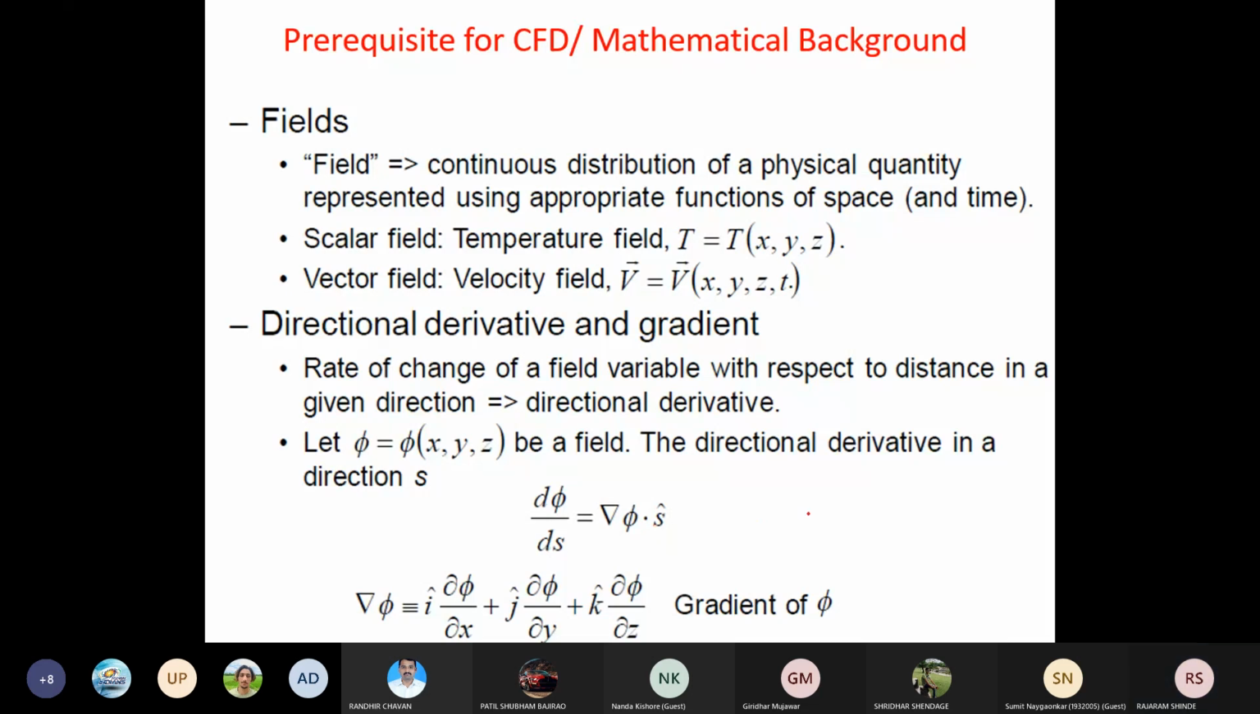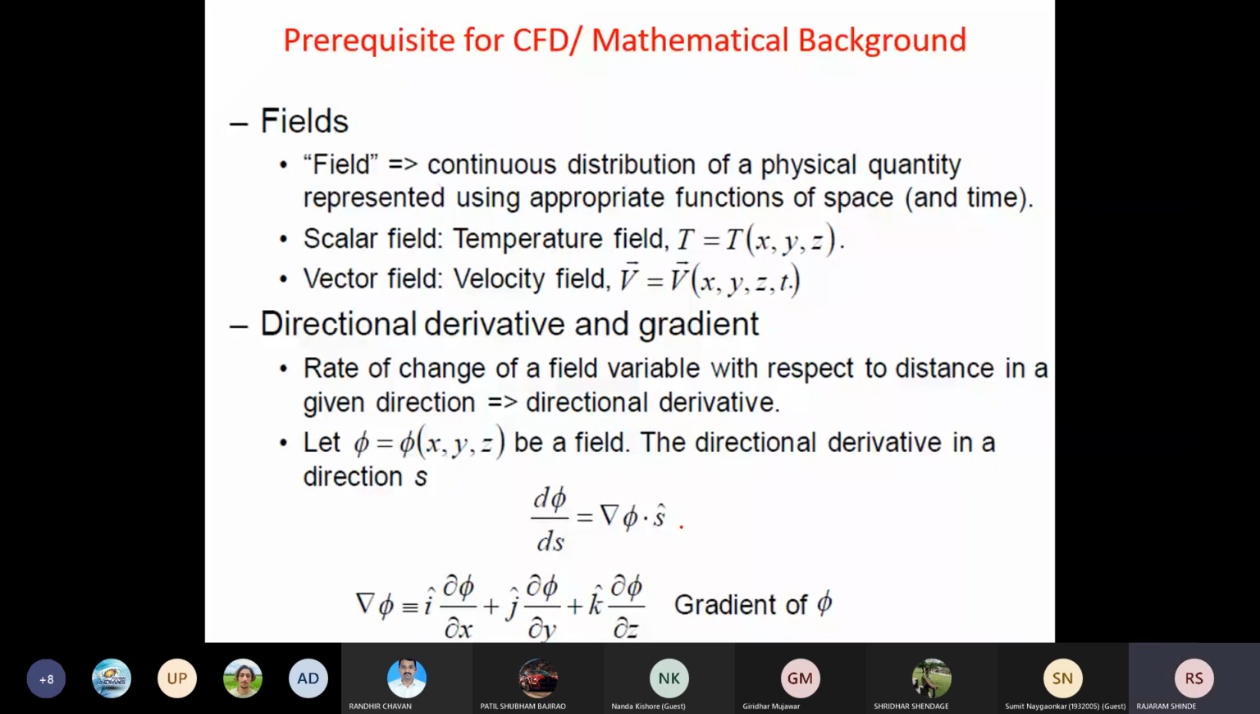Okay. Now this directional derivative is very important in case of the velocity field, because we need to calculate the streamlines. Okay. And for streamlines, for stream functions, we have to take the derivative of the velocity, and depending upon the direction of velocity, we will get the direction of the streamlines. Okay. Now after getting this, okay, this we can write for the temperature also.